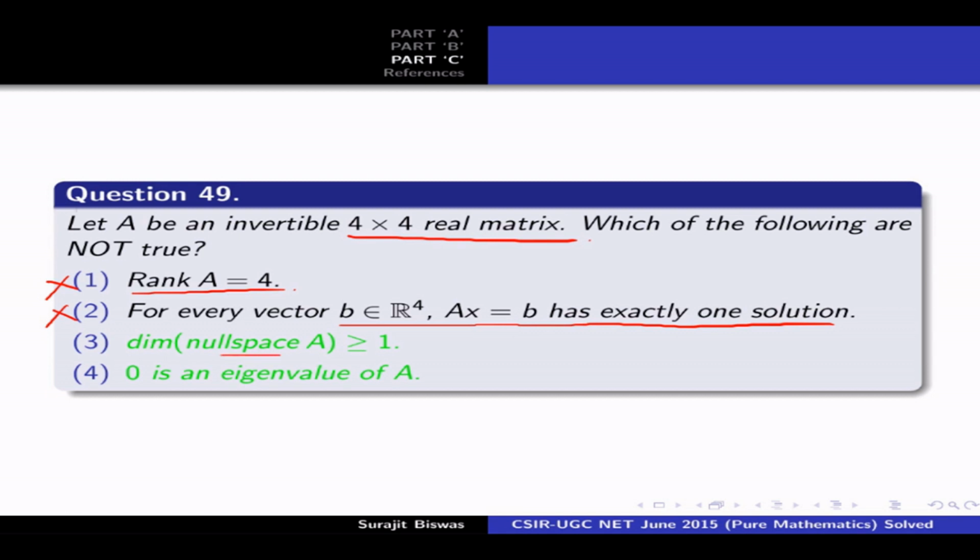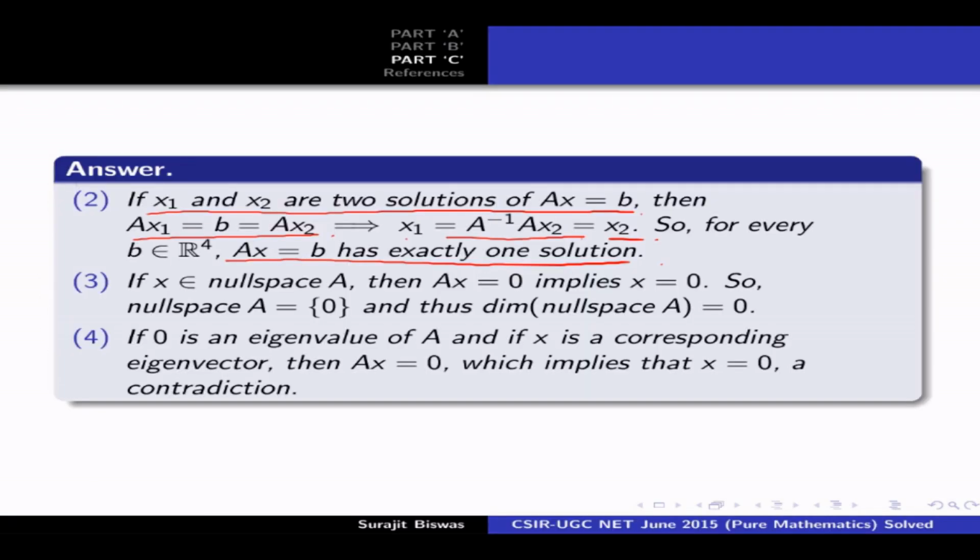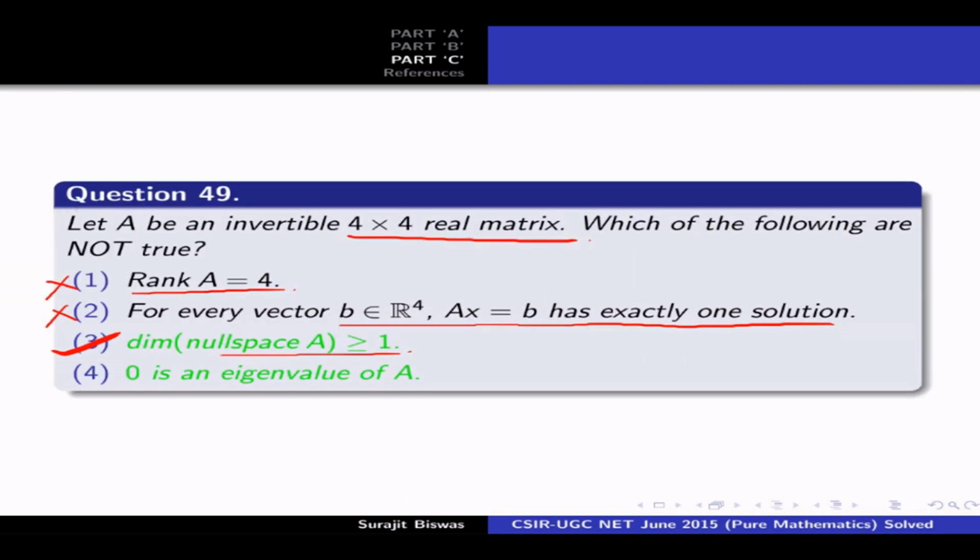Dimension of null space greater than or equal to 1, and this is true by using rank nullity theorem. Sorry, I don't have to use rank nullity for this. This is straightforward. If X belongs to null space A, then Ax equal to 0 implies X equal to 0. So null space of A equal to 0, and thus dimension of null space is also 0. So this is not true, and therefore it is a correct option.